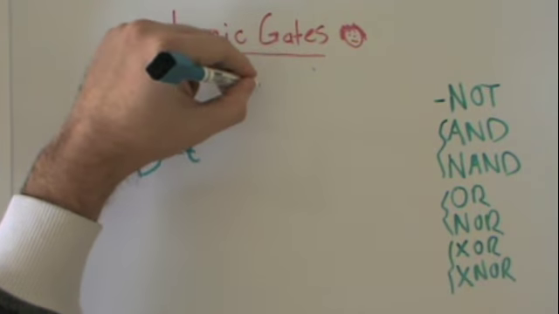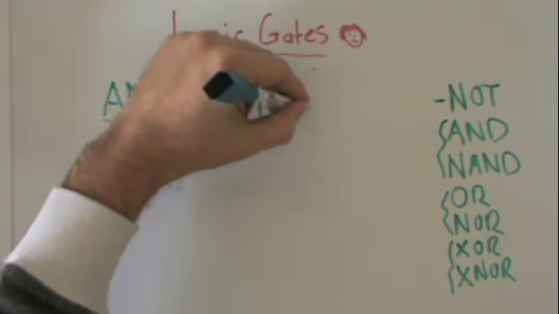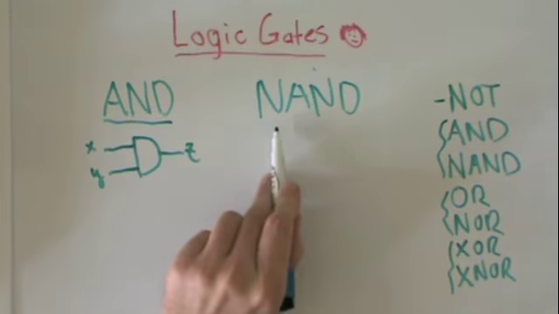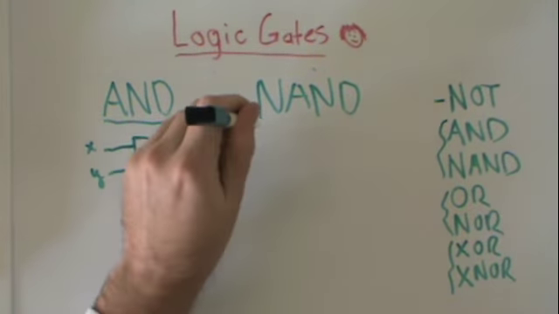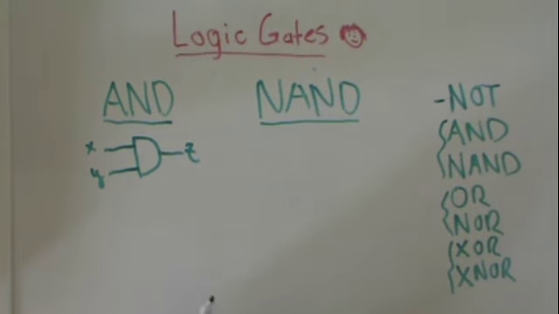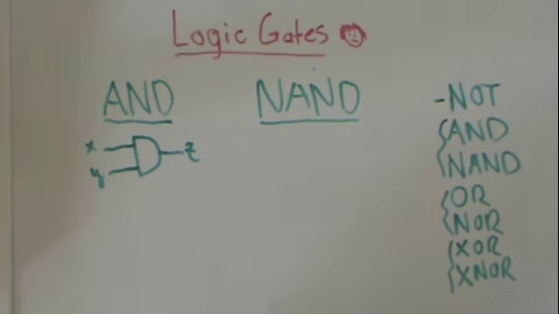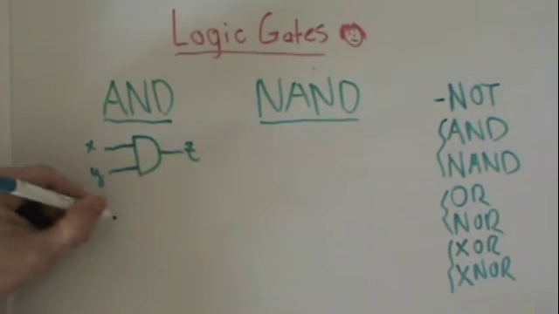NAND, draw that too. So NAND, not AND. This essentially will be the opposite of the AND gate, and you'll see it's the same for the OR and NOR and the XOR and the XNOR. They're just opposites. So AND gate, let's do the truth table.